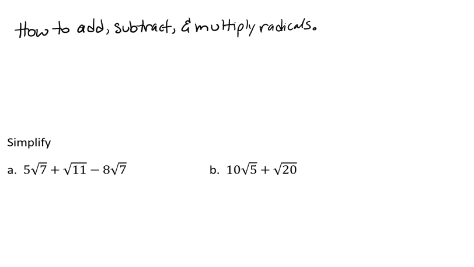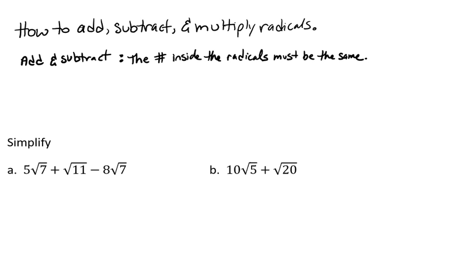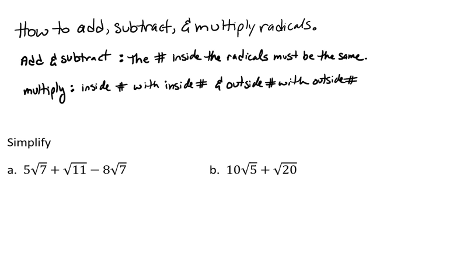In this video, we're going to go over how to add, subtract, and multiply radicals. To add and subtract radicals, the number inside the radicals must be the same. And to multiply them, the inside number multiplies with the inside number, and the outside number multiplies with the outside number. So let's look and see what exactly that is saying, and how we can put that into practice.